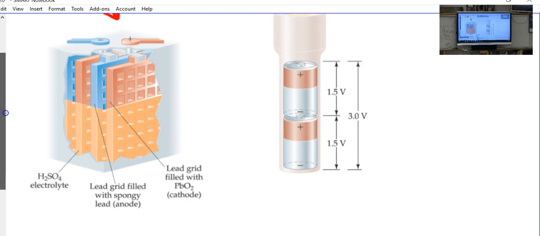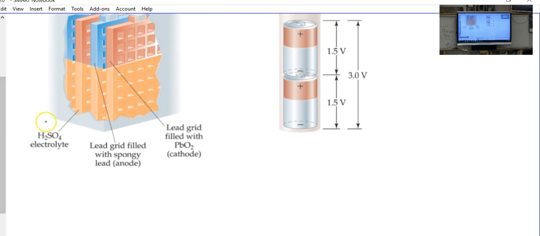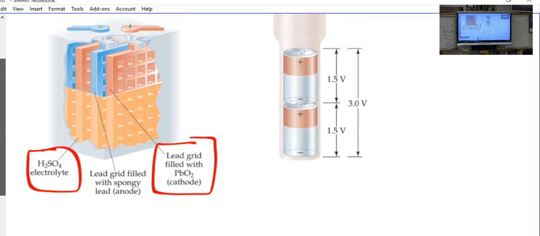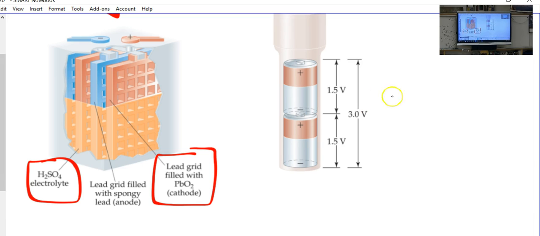It takes advantage of a very complicated reaction between your acid electrolyte, your lead grid, and more. It seems like it would just be those two things, but there's way more in a lead acid battery than just those things. And then you have your battery here.